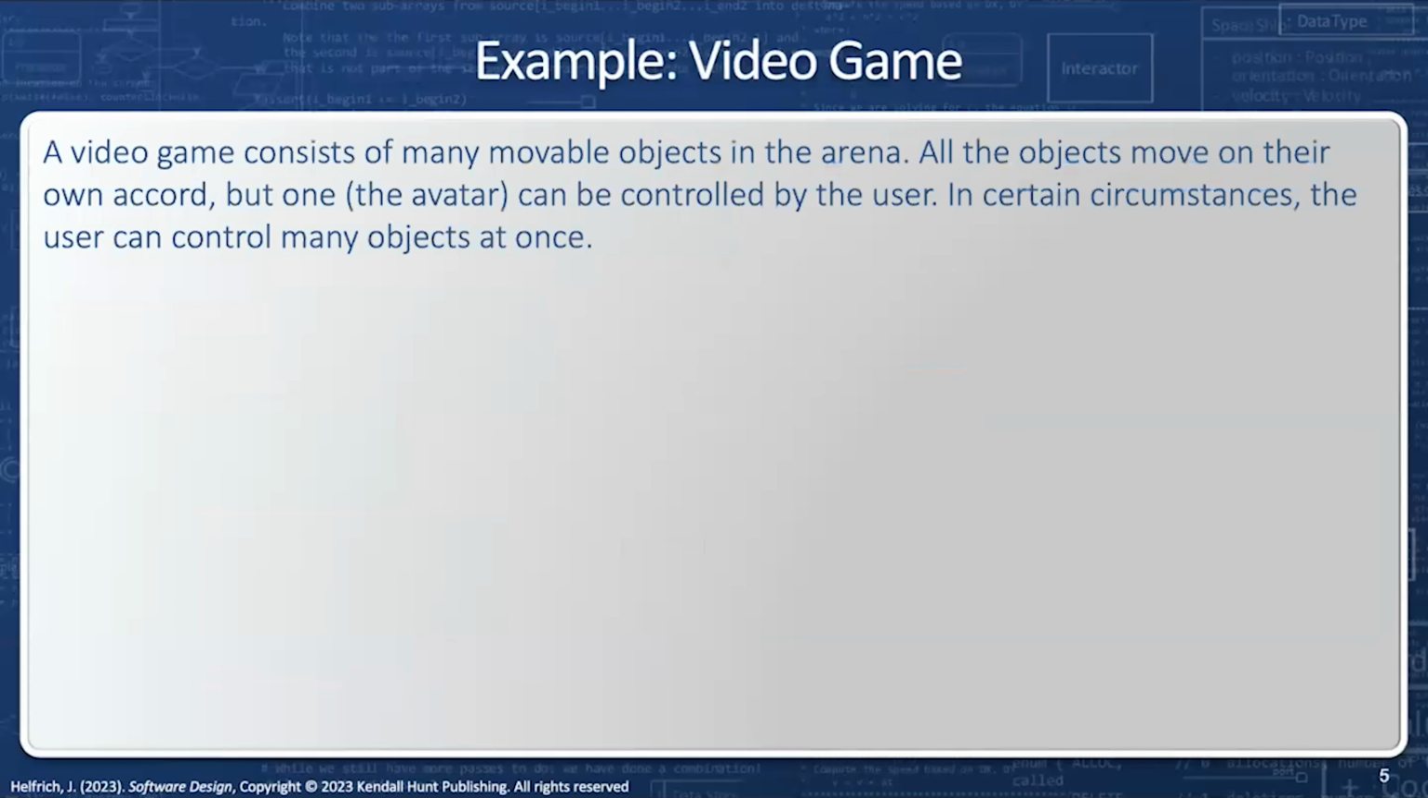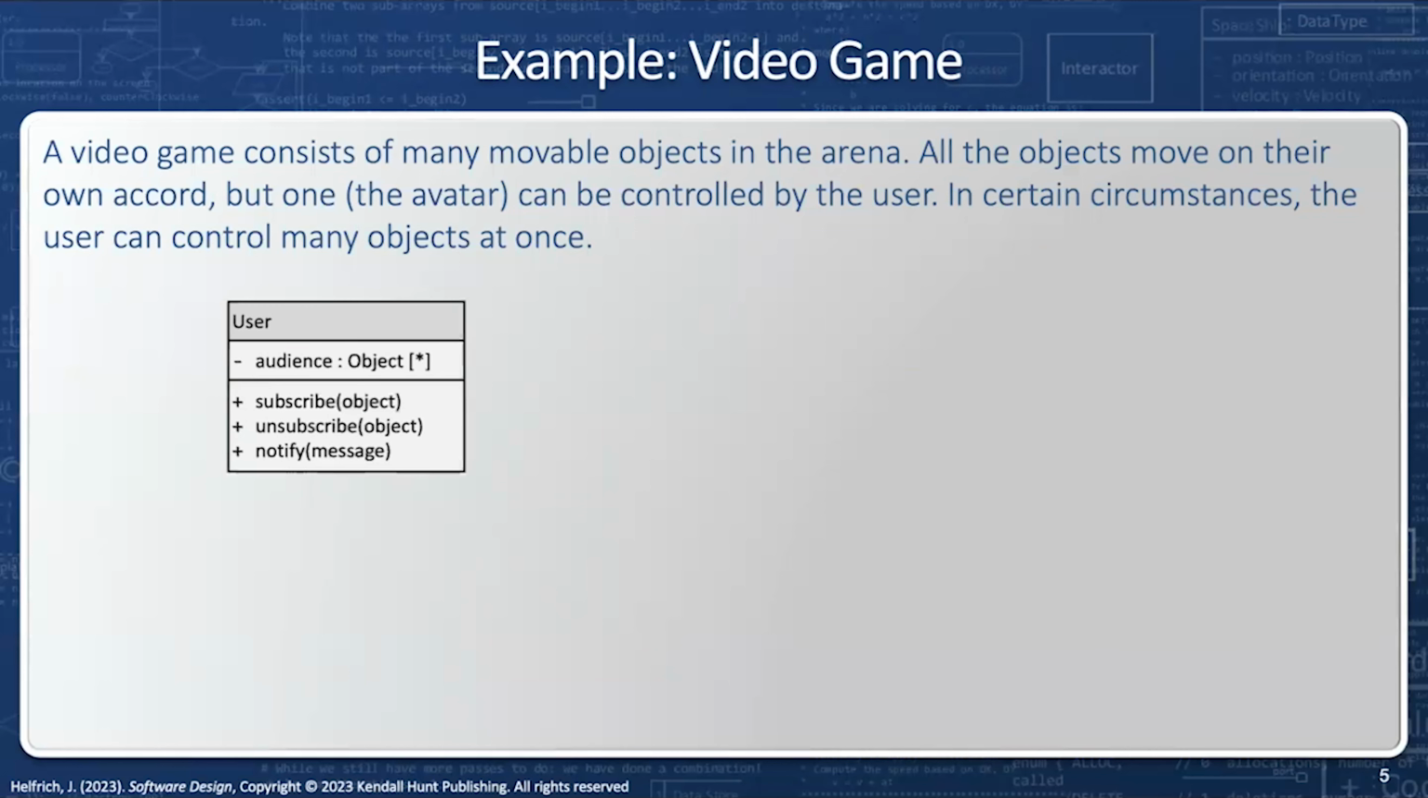Here's another example. A video game consists of many movable objects in the arena. All the objects move on their own accord, but one, the avatar, can be controlled by the user. In certain circumstances, the user can control many objects at once. So I'm going to have the user, and that's going to be the audience, and the audience can have many potential objects. So I need to have an object, and how many are there going to be? There's going to be many.